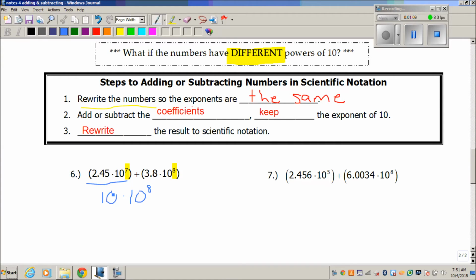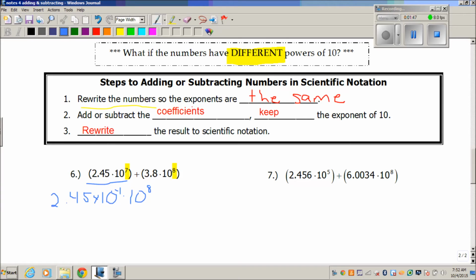So 10 to the 8th times 10 to what power is going to equal 10 to the 7th? Well, we talked about this in class. We did an exercise like this. 8 plus what is going to equal 7? Well, it's going to be negative 1. So 10 to the 8th times 10 to the negative 1 power is going to equal 10 to the 7th. Because if I add together 8 plus negative 1, it's going to equal 7. So I haven't changed anything. I've just rewritten it so it looks different. And then I'm just going to copy over my coefficient, 2.45.